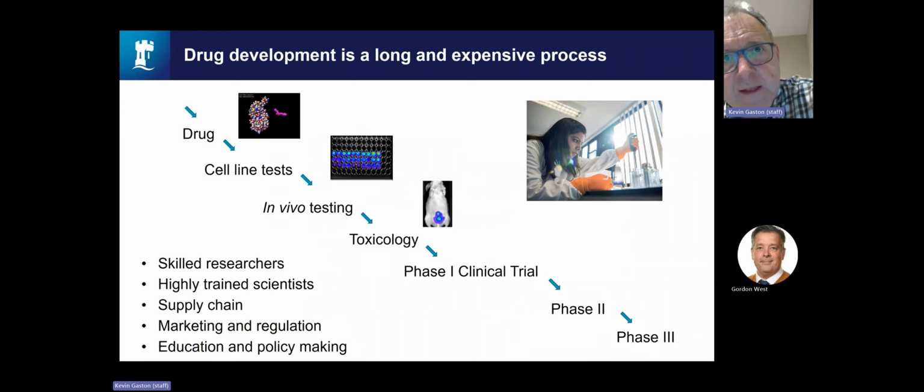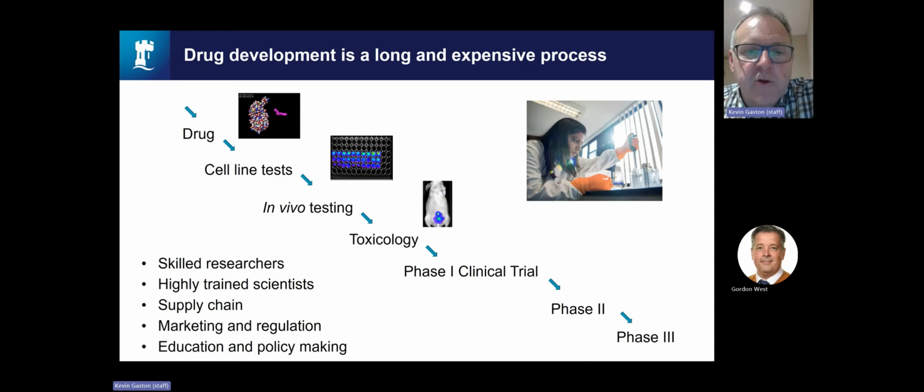If they kill cancer cells, but hopefully don't kill normal cells, then they can move into in vivo testing, and that basically means testing in animals. We can grow tumors in animals and then see whether they will work in animals. That's great, but it doesn't guarantee that they're going to work in humans, of course.